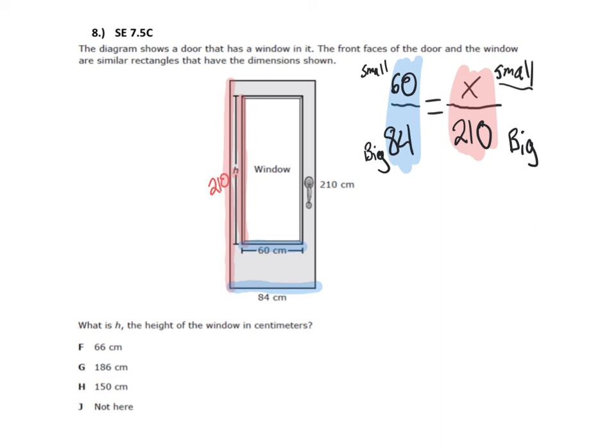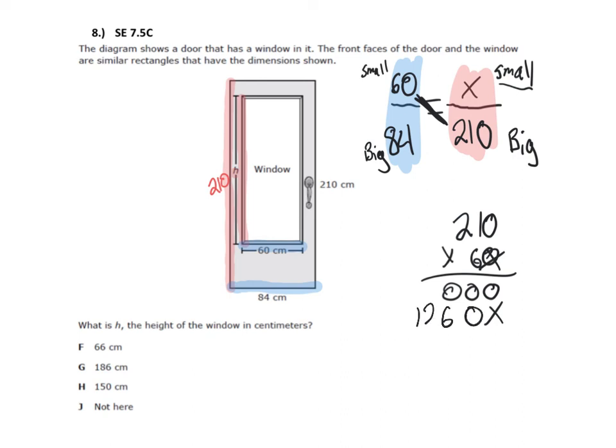Now we can cross multiply. 210 times 60. 0, 0, 0. Extra place value. Now we can continue on. 6 times 0 is 0. 6 times 1 is 6. 6 times 2 is 12. We add it up.